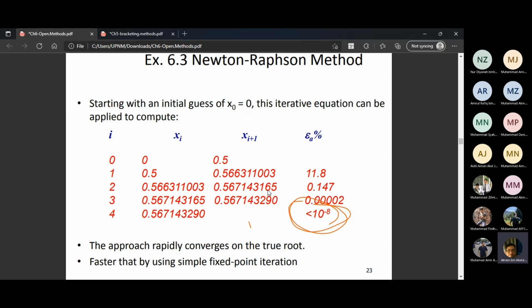Okay, ada soalan? So dekat slide ni ada kesilapan di sini epsilon A. This is epsilon T. 2% relative error.